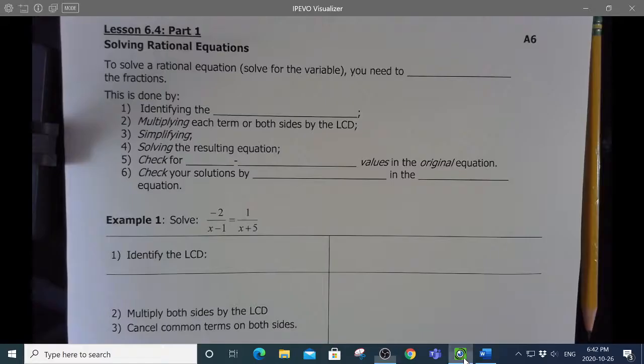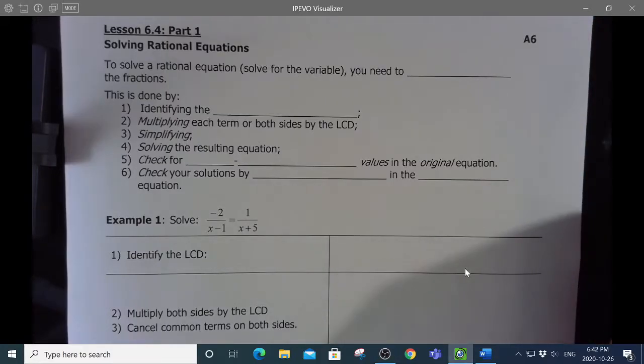Hey there, this is a video for my 30SH students. We are in Chapter 6 and we are learning how to solve rational equations. This is lesson 6.4 in the chapter.